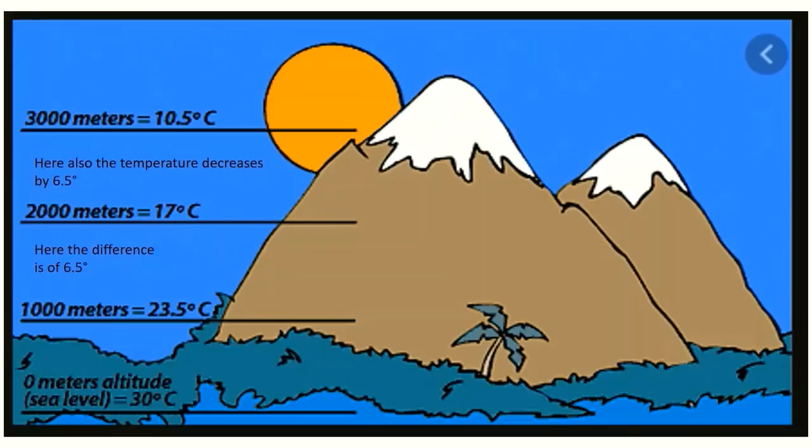Now when we look at this diagram, just see that at the sea level, the temperature is 30 degrees Celsius. We move up 1000 meters, it becomes 23.5 degrees Celsius. Further up at 2000 meters, it becomes 17 degrees Celsius. And at 3000 meters, it is 10.5 degrees Celsius. So from 30 degrees Celsius at the sea level, it has decreased to 10.5 degrees at 3000 meters. At every 1000 meters, there is a decrease of 6.5 degrees Celsius.